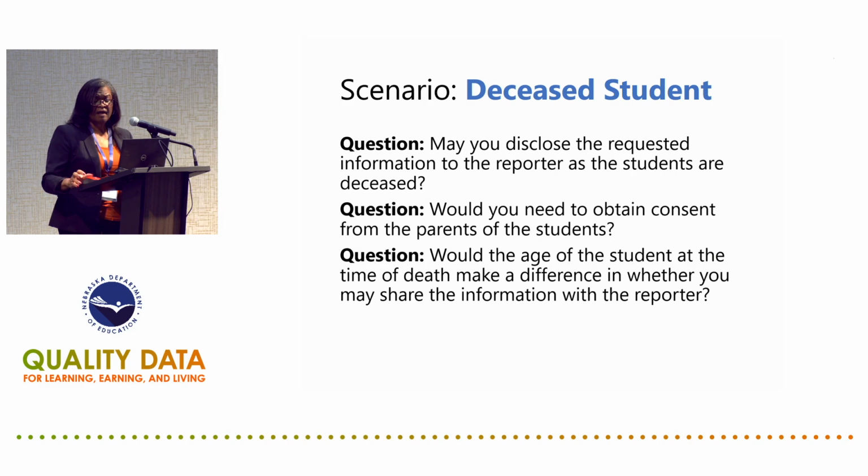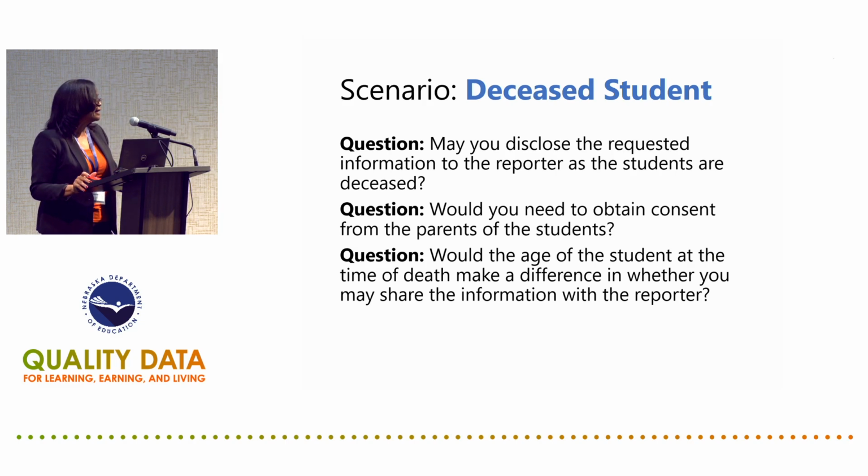Let's say the student passed under the age of 18. Let's say he was a middle schooler. Well, during that time, parents still have the rights under FERPA to give consent of disclosure of information from their child's education record. So if the child died under the age of 18, then you would have to reach out to the parents to get consent to share that information with whomever, this reporter or whomever.